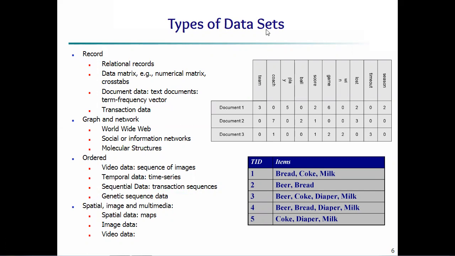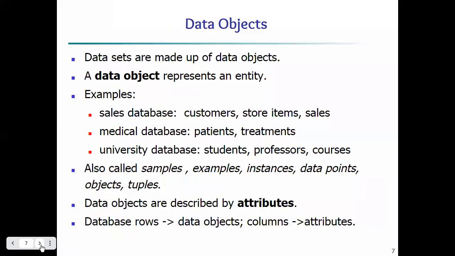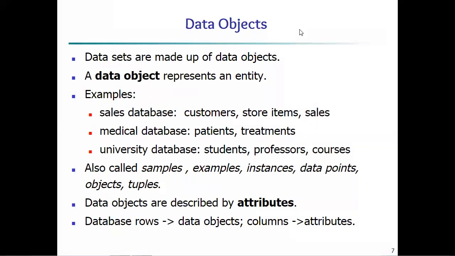So generic sequence data, and these are the different types of data: multimedia, images, some spatial data like maps, images, and video data. These types of data sets are available. How we are going to deal with them, we can see in the next part. These are the data sets available. Now we are focusing on data objects.